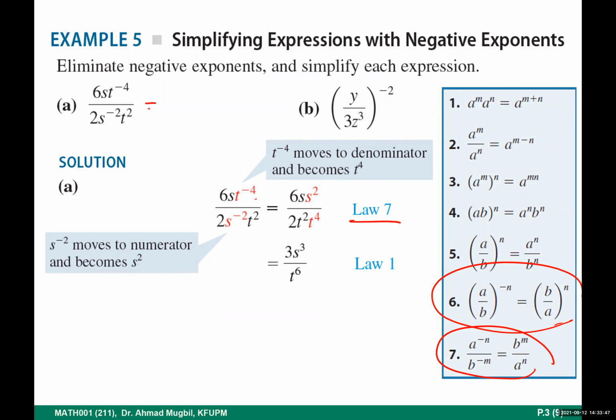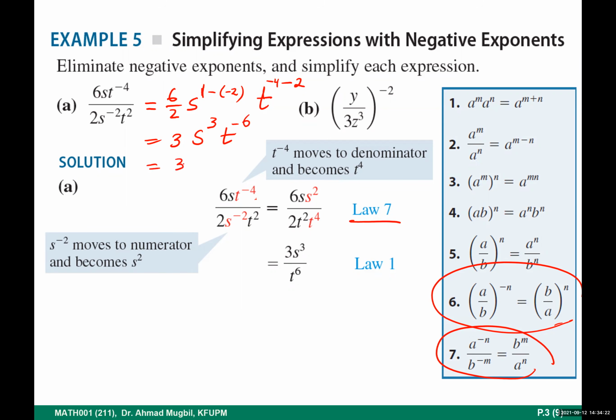The other way, Shabab, is to do this. 6 over 2, the coefficient over the coefficient. This is s to the power 1 minus, this is in the denominator, minus -2. And here we have t to the power -4 minus, because this is in the denominator, -2. Simplify, 6 over 2 is 3. It will be s to the power what? 1 minus -2, it will be 1 plus 2, it will be 3. T to the power -4 minus 2, it will be -6.